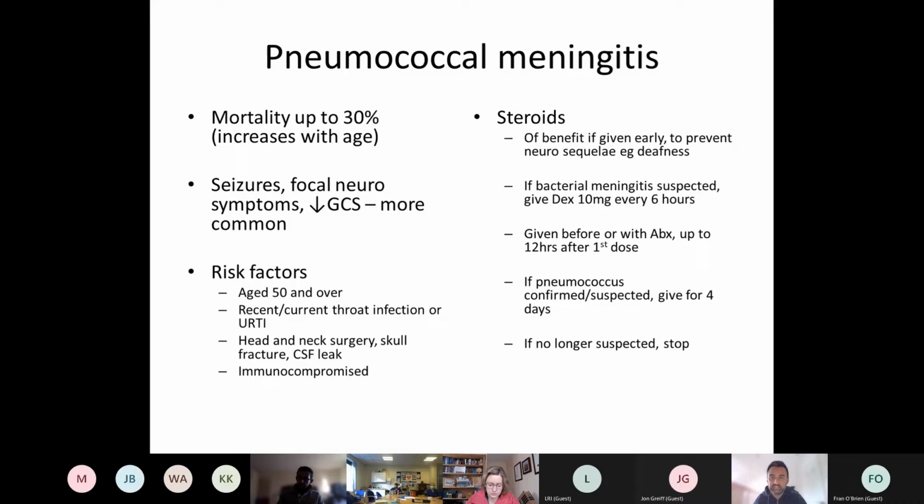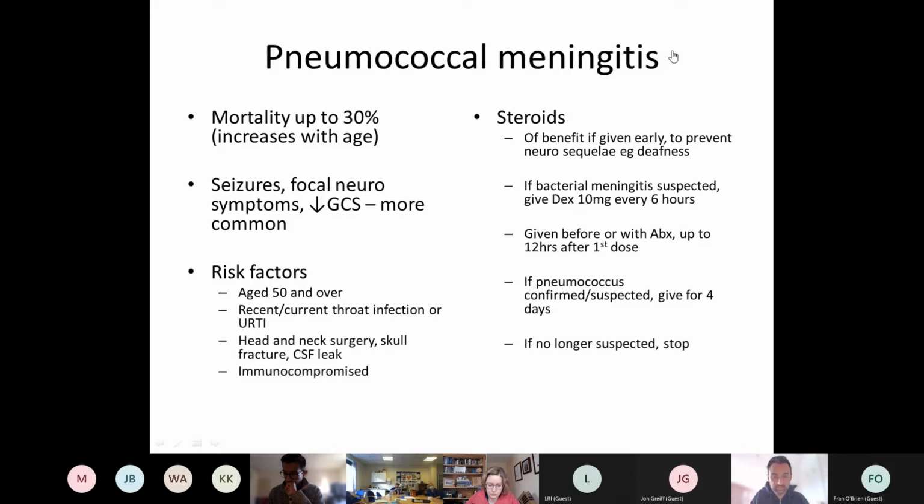Now, there is a role for using steroids, and it's of benefit to prevent neurological problems later on. In pneumococcal meningitis, steroids are of benefit, but there's no benefit in other types of bacterial meningitis. So it is really for pneumococcal. If bacterial meningitis is suspected, you should give the dexamethasone every 6 hours. You should give it with the first antibiotic dose, but you can give it up to 12 hours after that dose. And if you've confirmed it, you give it for 4 days. If you no longer suspect it, you can stop the steroids earlier. So that's just something for you to be aware of.